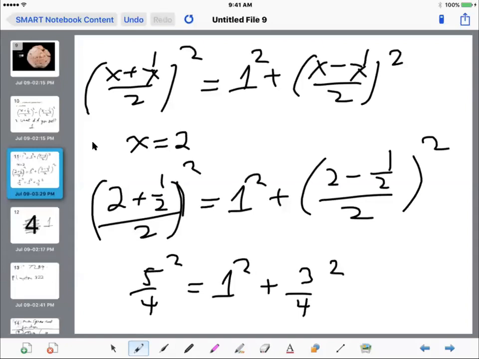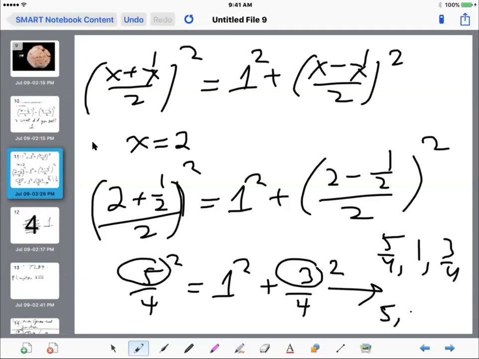Now that itself is not officially a Pythagorean triple because they're not integers. So what do you think you do to get the Pythagorean triple out of this? That's right. The numerators are the 5 and the 3, and the denominator. The triple is 5/4, 1, 3/4. But if I multiply everything by 4, I get 5, 4, 3. In other words, the two numerators and the denominator will end up becoming the Pythagorean triple.